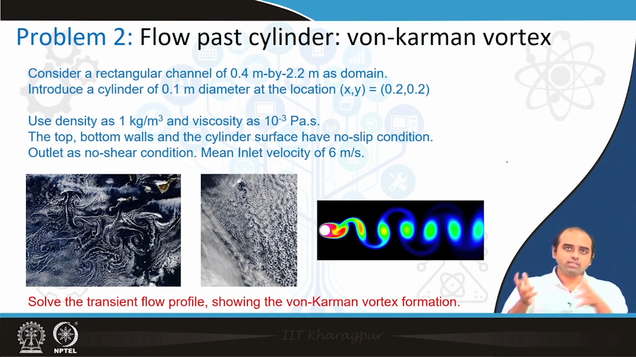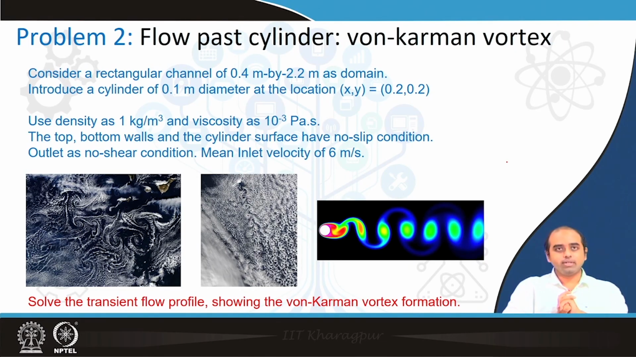You consider the density close to 1 and viscosity 10 to the power minus 3, and the walls of the channel have a no slip boundary condition. The cylinder surface also has a no slip condition. So, there is strong boundary layer separation as the flow passes this inclusion. The outlet has a no shear condition, and the inlet has a mean velocity of 6 meters per second, that is substantially high. You can also evaluate the Reynolds number for the problem.